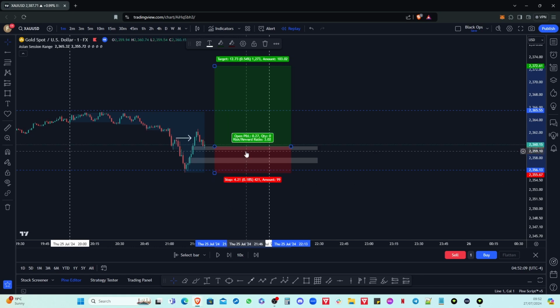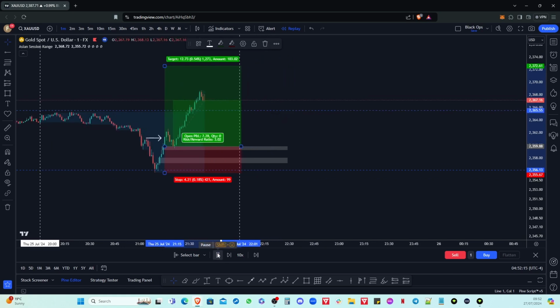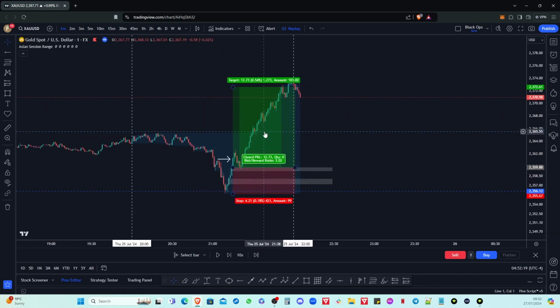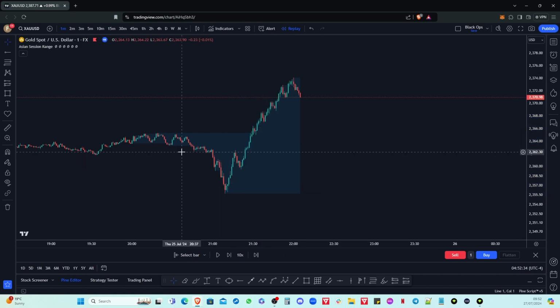Price comes in. Let's just move this there, and then if I play it, we'll see that price should go and tap us out, and it does perfectly. And that's a really simple, really easy trade to take with a 1 to 3 risk to reward ratio. Now that we've gone over this example, let's go over another one.